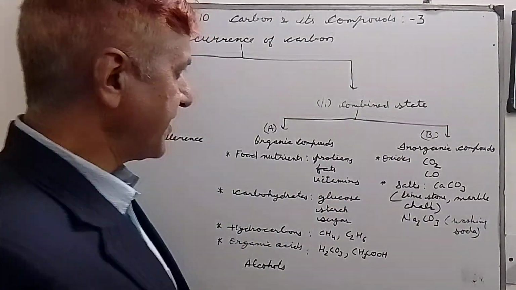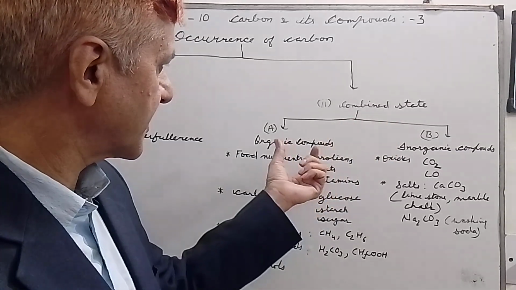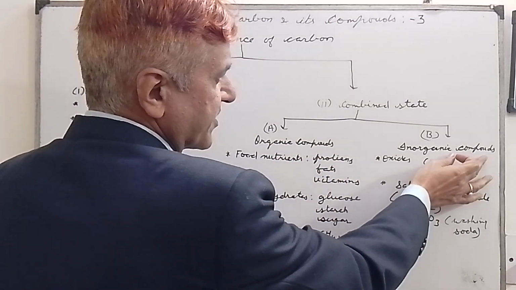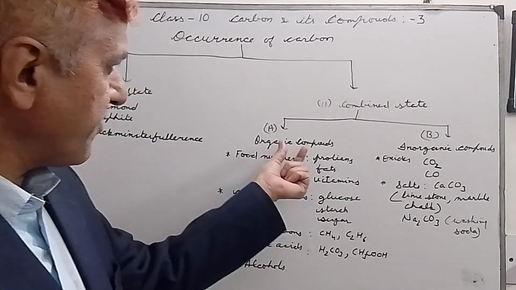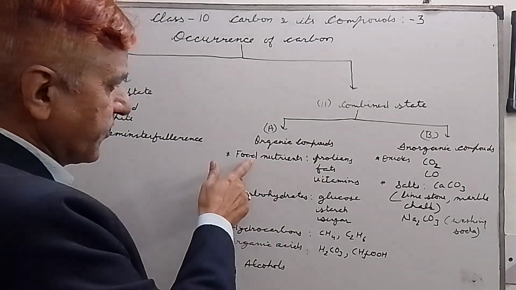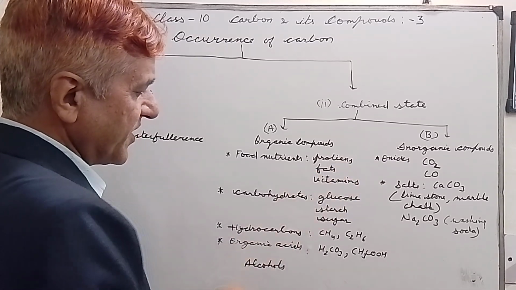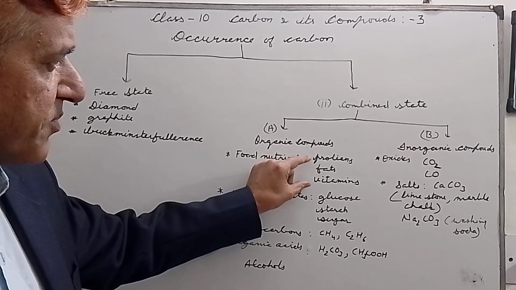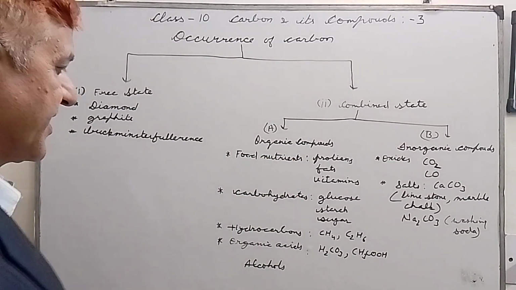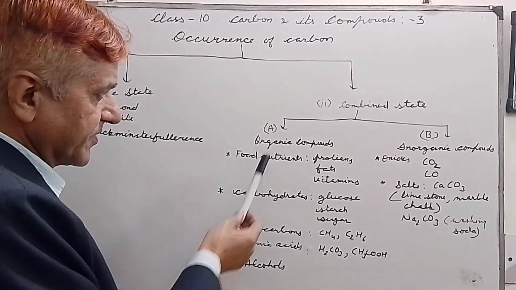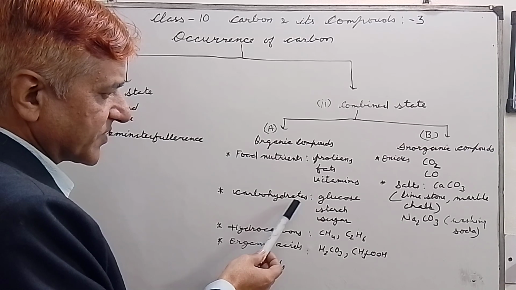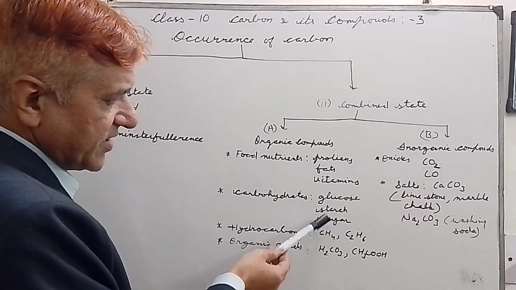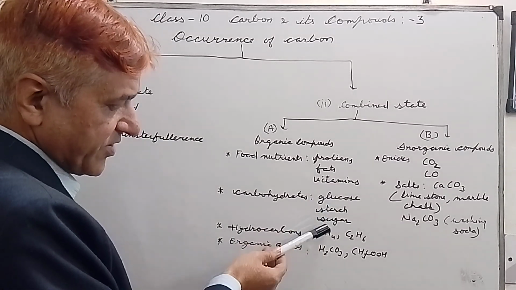And in combined state, carbon is found as organic compounds and inorganic compounds. Now organic compounds include food nutrients such as proteins, fats and vitamins. My dear students, these are organic compounds of carbon, and organic compounds also include carbohydrates, and carbohydrates include glucose, starch and sugar. So all these are made up of carbon compounds.